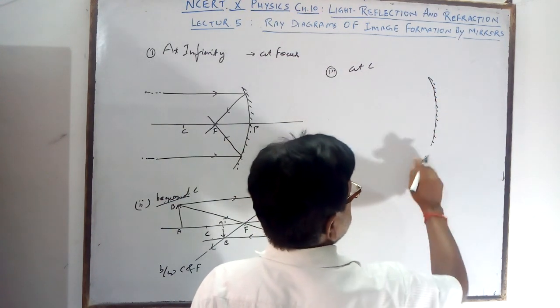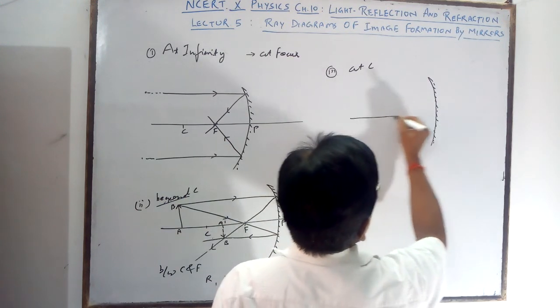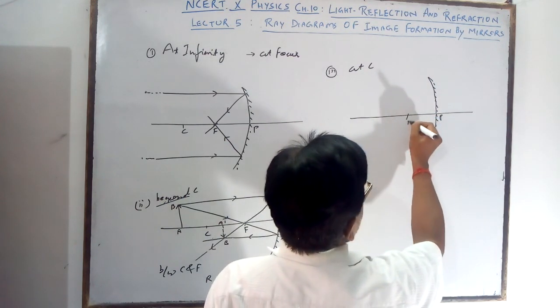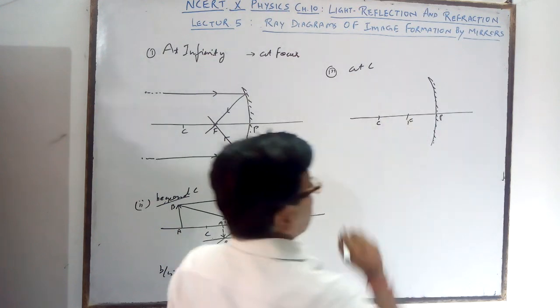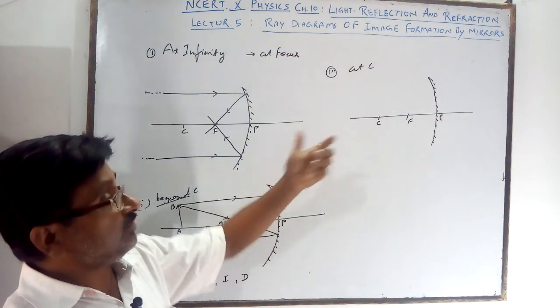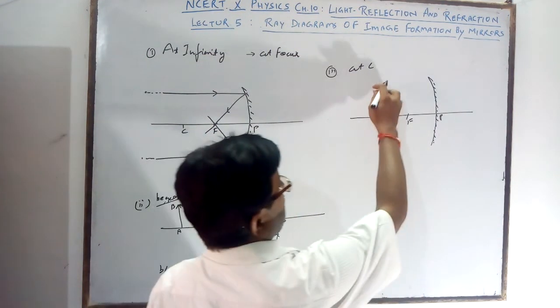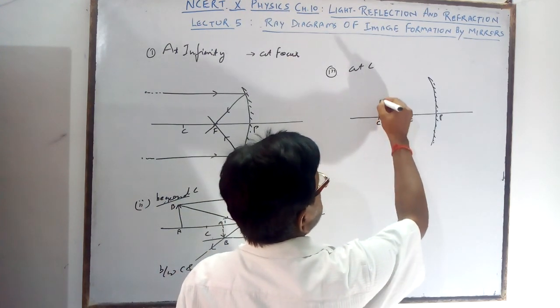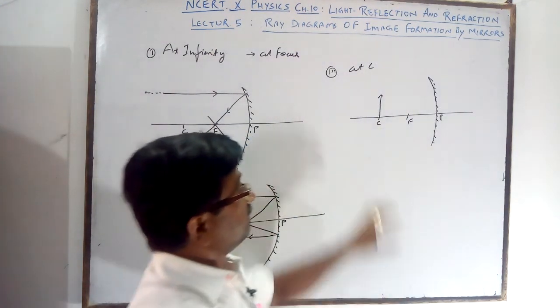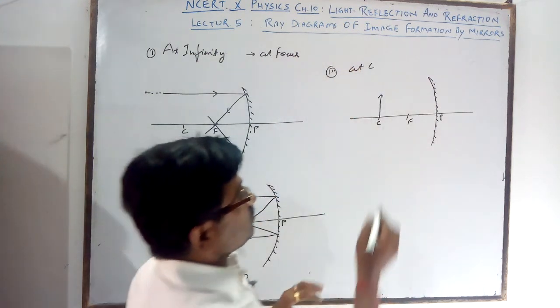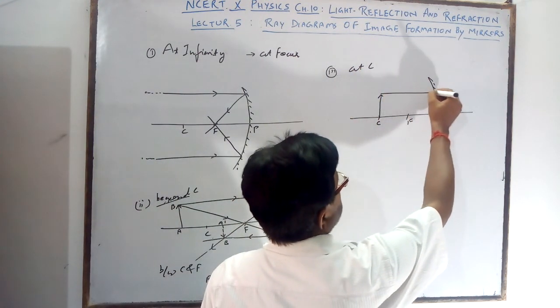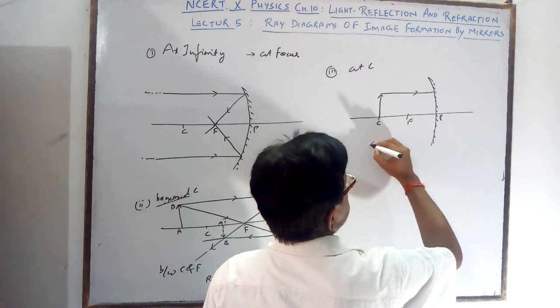We'll draw the figure. Pole, focus, C. At C, object is at C, then where will it be formed? It will be formed at C, same side. Sometimes it will be confusing that one ray will be greater than another. So you draw like this, one ray parallel to this and it is passing so.